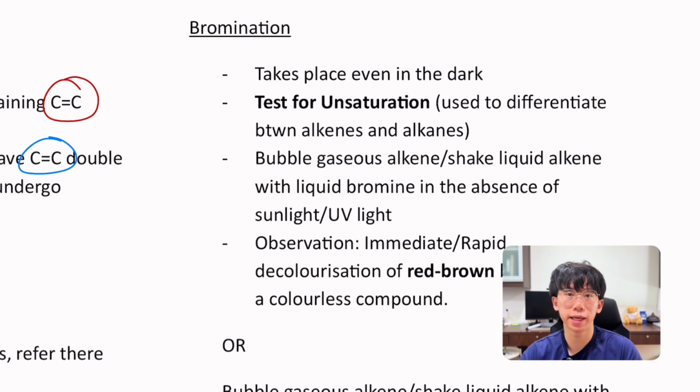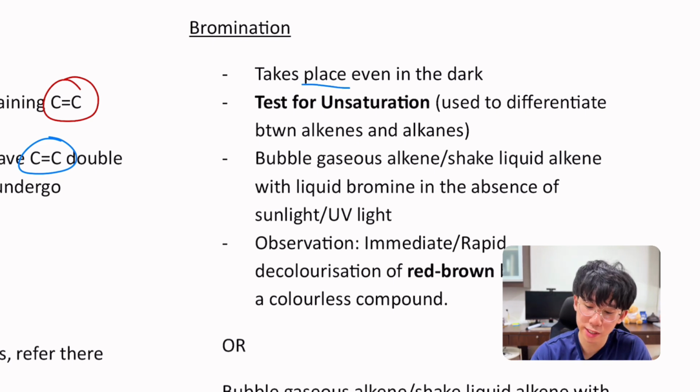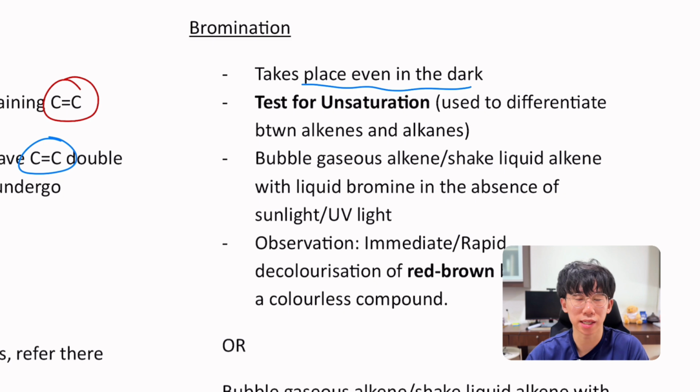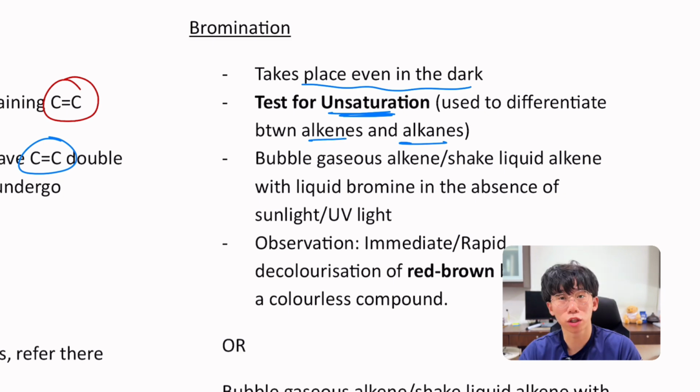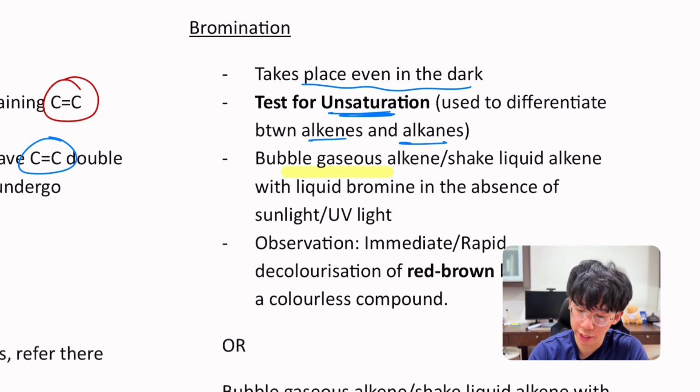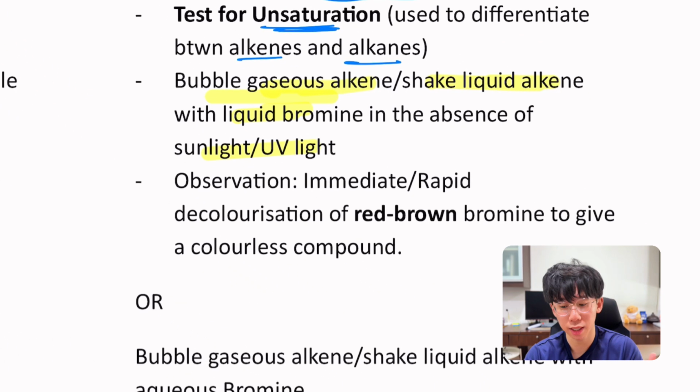Another reaction that is an addition reaction is bromination. This takes place even in the dark. It is actually a very good test for unsaturation, because you can use it to differentiate between alkenes and alkanes. What you're going to do is bubble gaseous alkene, or shake the liquid alkene, with liquid bromine in the absence of UV light or sunlight. And what you will see is a rapid decolorization of red-brown bromine to give a colorless compound.